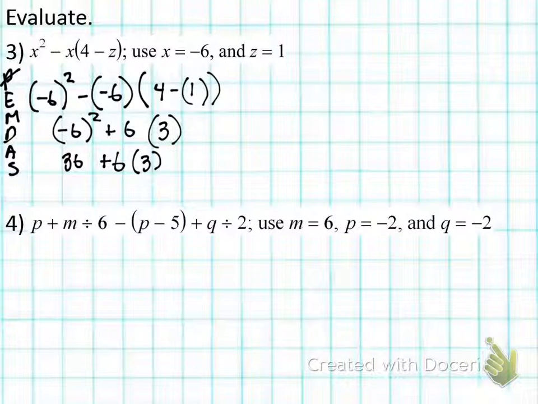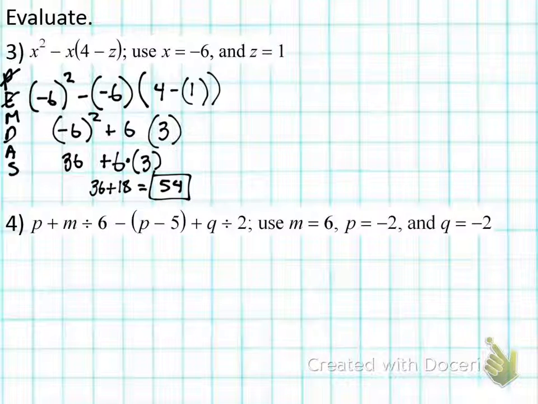What's the sign between this 6 and this 3 right here? Multiplication, good. So we know that's next. So what's 6 times 3? 18, okay. If we know that this is the last bit, what's our answer going to be? 36 plus 18. What is it, everyone? 54. 54, good. That's your answer.